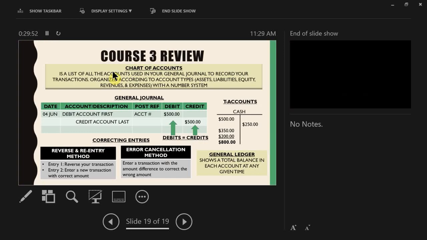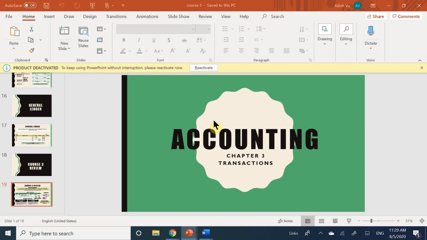All right. And then course review: I did tell you what a chart of accounts is. I also exposed to you what a journal is, a T account, the different ways to correct a journal entry, and then lastly, I gave you a little description of the difference between the journal and the ledger, right? Again, the journal is just day-to-day transactions. You're not having a running balance. The ledger is going to have a running balance. Okay, so that is it for chapter 3.